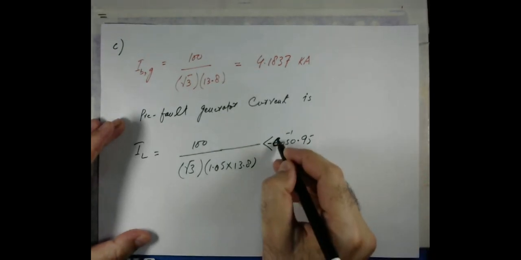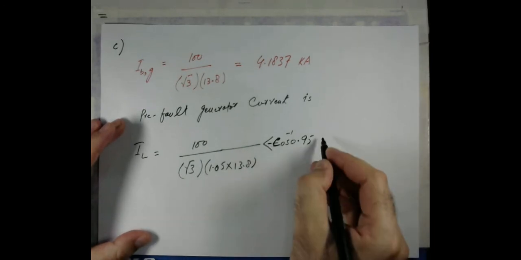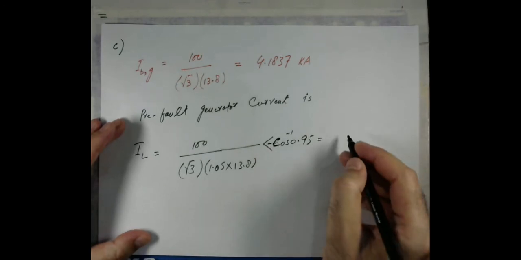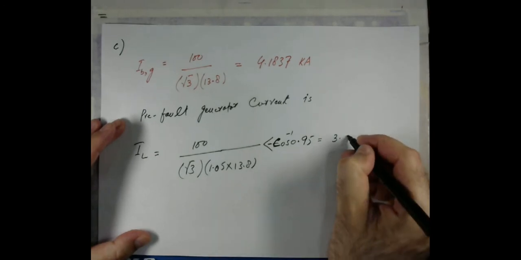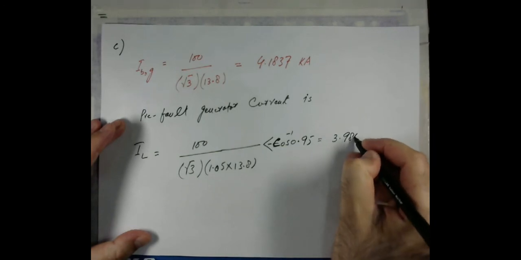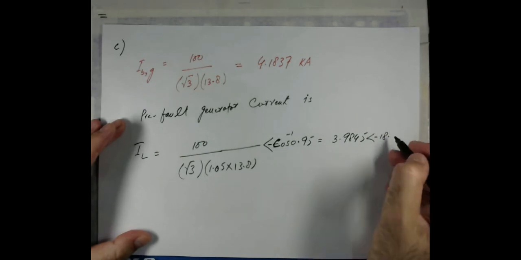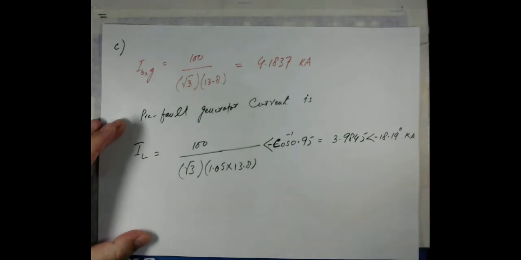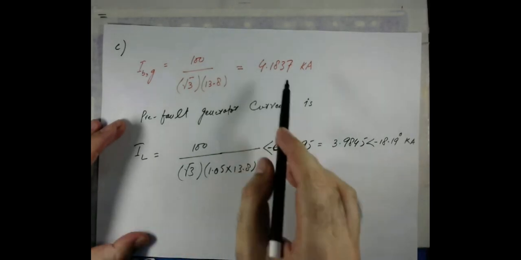So this is the cos minus, because it is lagging, the power factor is lagging, so that's why I need to take the negative. So now it will become 3.9845 with an angle of minus 18.19 kilo-ohm. So that is the angle, minus 18.19 degree kilo-ohm. So that is the load current, and one can obviously compare it with the magnitude.